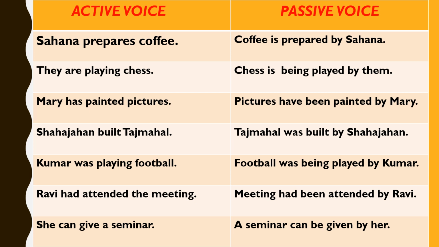Ravi had attended the meeting. So had attended here is changed into had been attended. So the sentence becomes: meeting had been attended by Ravi.